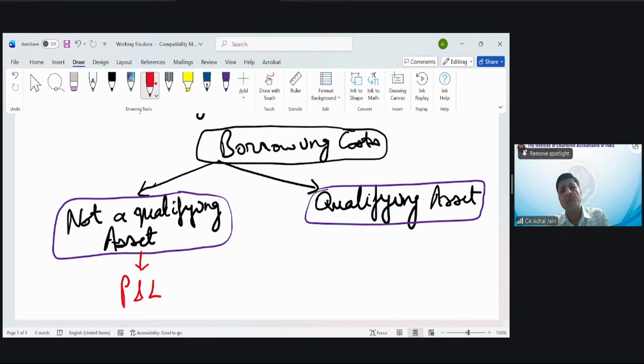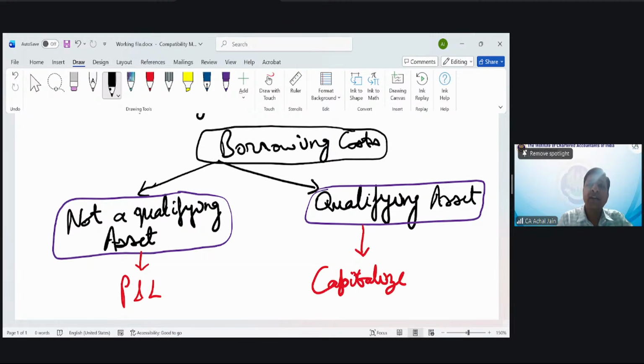See, borrowing cost has to go to P&L always. That's a thumb rule, you can say. However, if it's incurred in relation to a qualifying asset, in such a situation, you will capitalize it with the qualifying asset. Means, instead of taking it to P&L, where do you take it? You will add it to the cost of the qualifying asset. Understood?